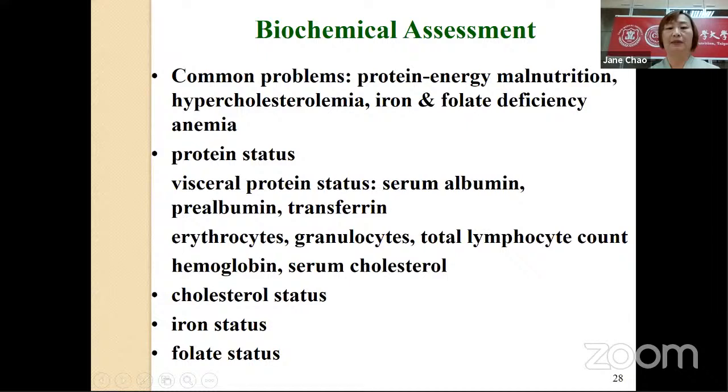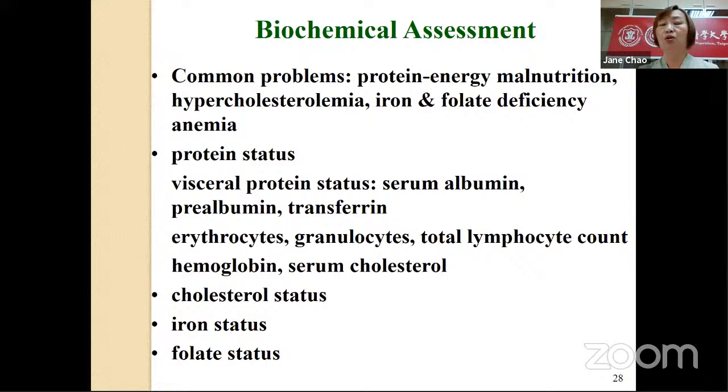Biochemical assessment. Usually we don't do too many biochemical assessments for the elderly, because we have to draw their blood. And sometimes the structure of the skin becomes thinner and their blood vessels become fragile. So it's difficult to draw blood from the elderly. So we have to minimize the items we want to do for biochemical assessments of nutritional status.